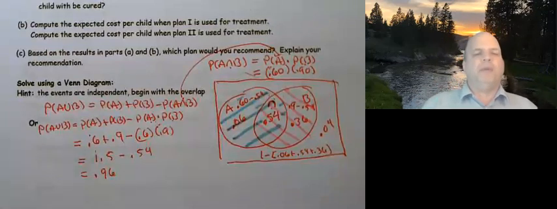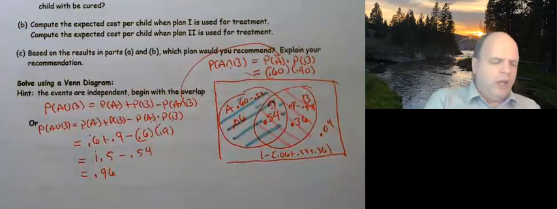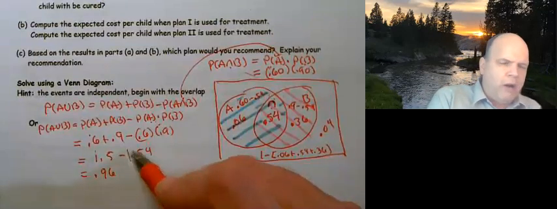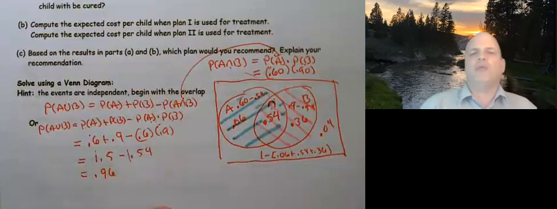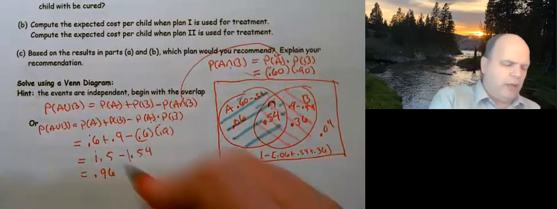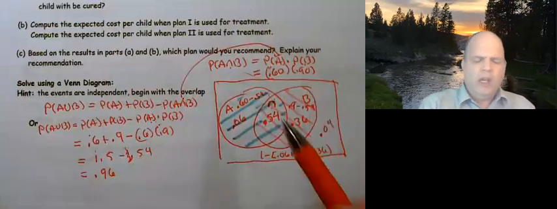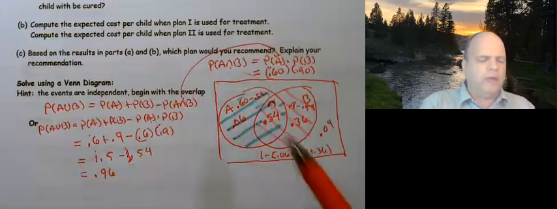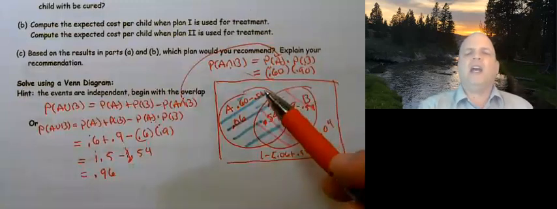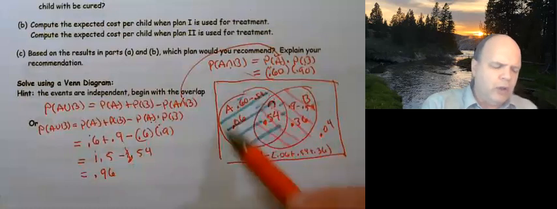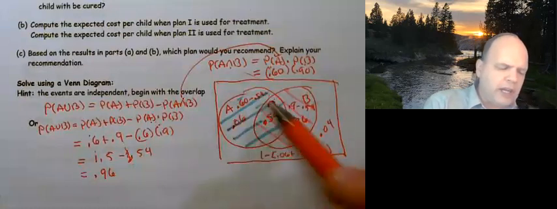If I were to swap the order, I would get the same thing. I'm not going to take the time to show this. But the question that I often get is, why did we subtract the 0.54? And the reason I subtracted the 0.54 is because it got counted twice. It was included with drug A.